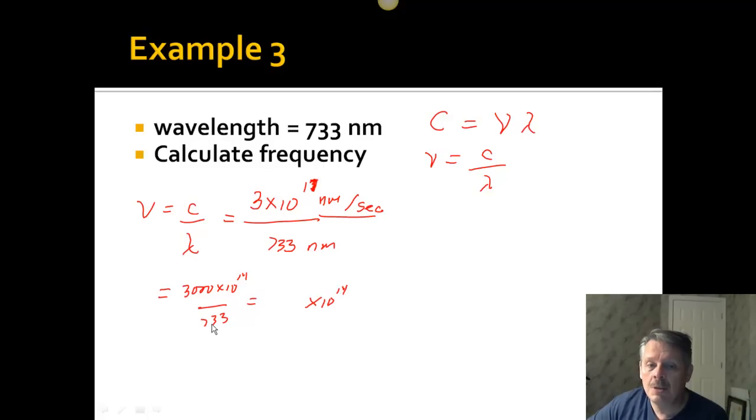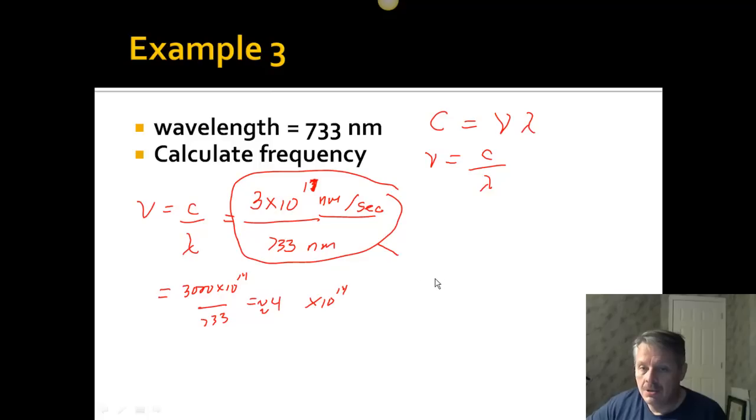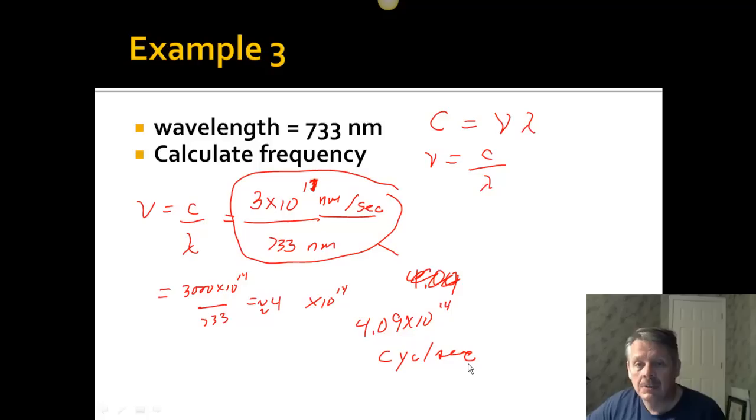Now let's see, how many times is 733 going into 3,000? Probably about 4. So my answer is going to be about 4 times 10 to the 14th. Now if I plug this into a calculator to actually see what answer I get, the answer that I get is 4.09 times 10 to the 14th. And my nanometers cancel, so I'm left with cycles per second. Okay, and that's it.